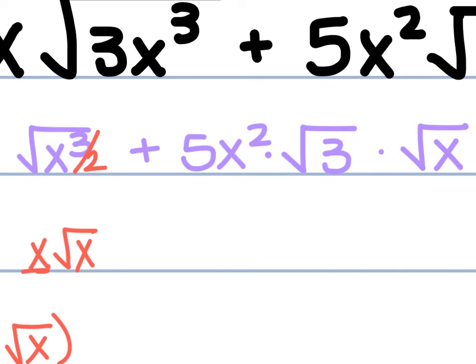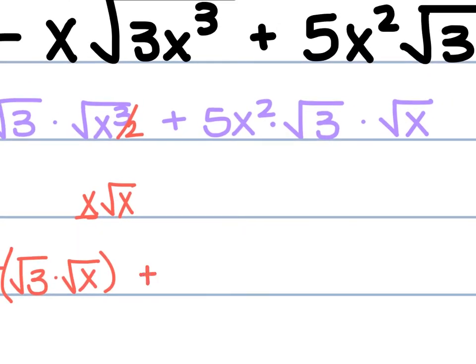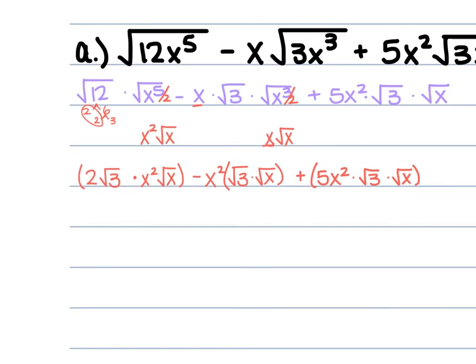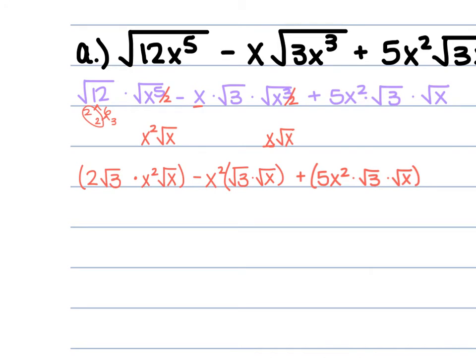Next, we have the 5x squared times the square root of 3 times the square root of x. So that's just going to be 5x squared times the square root of 3 times the square root of x. All right, so now let's put this all back together. 2 times the square root of 3 times x squared times the square root of x is going to be 2x squared square root 3x.